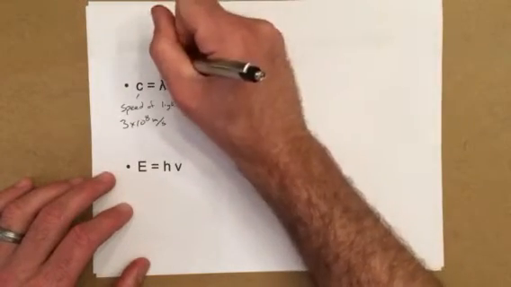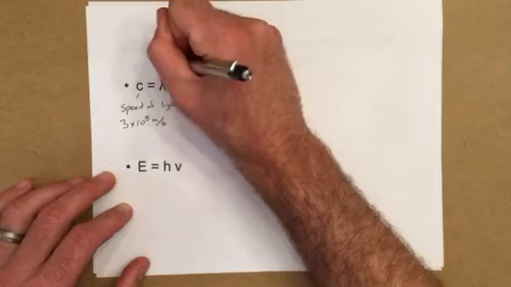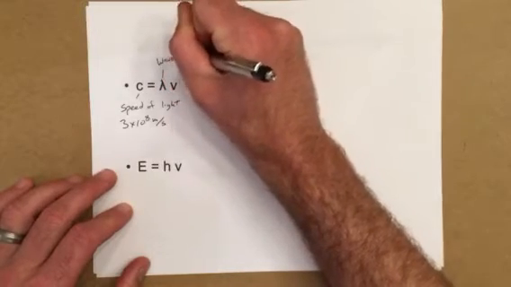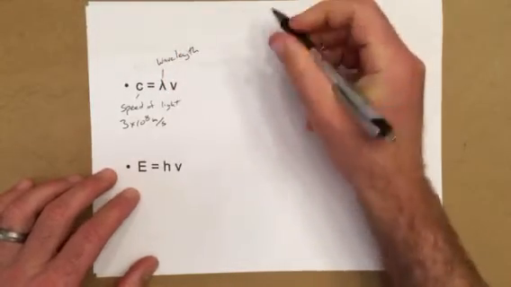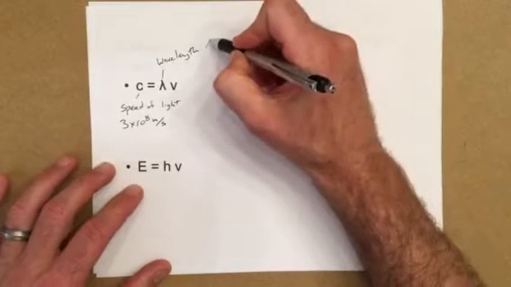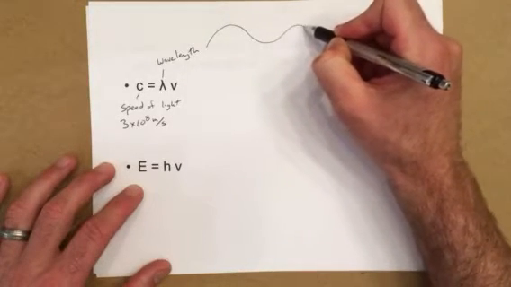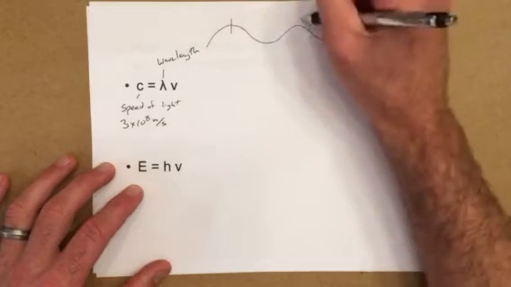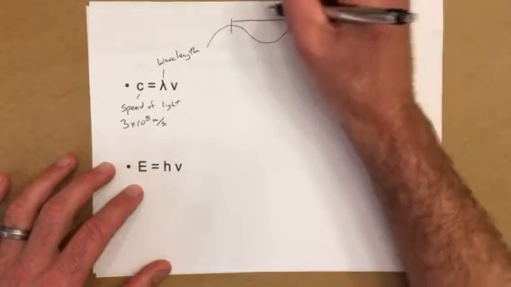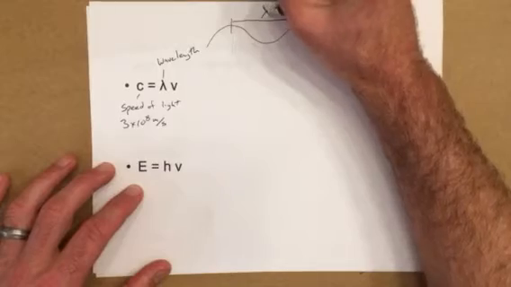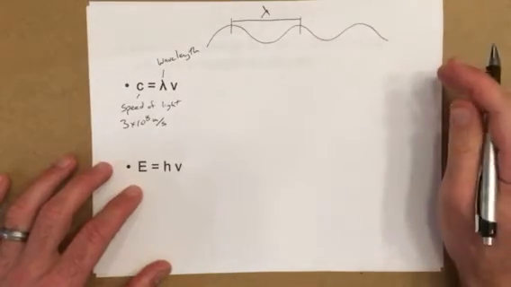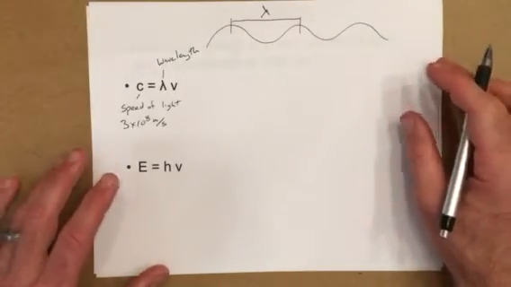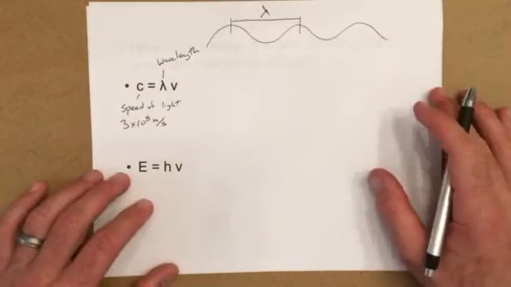Lambda, the Greek letter lambda, stands for wavelength. Wavelength is the distance between peaks on the wave. So if we have a wave that looks like this, then the wavelength is from here to here. That distance is the wavelength. And depending upon what the wavelength is, we're going to view it as a different color, or it might be outside of our range of visible light.